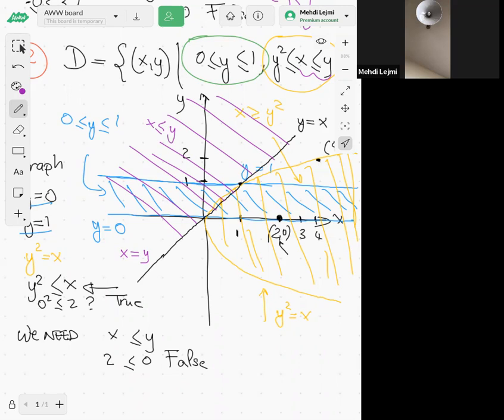Okay. Now, if you take the intersection of all these regions, the blue, the yellow one, etc., then the intersection would be this very small region here, this one here. So that's our region D.